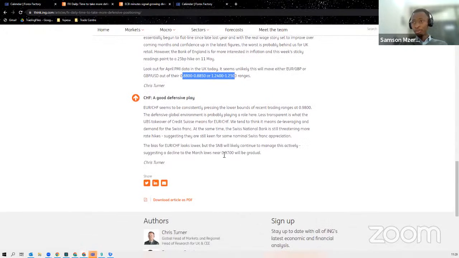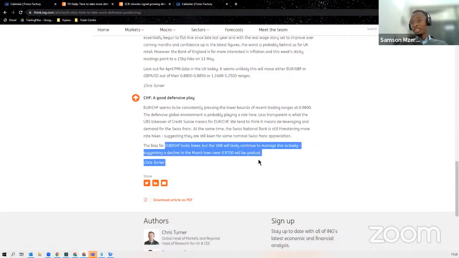And then for SNB, they're saying it's going to match lows. So incline to the match lows near this. This is on Euro Swiss franc. So that's one thing. Again, confirm with your fundamentals and then see from there how to go about it.